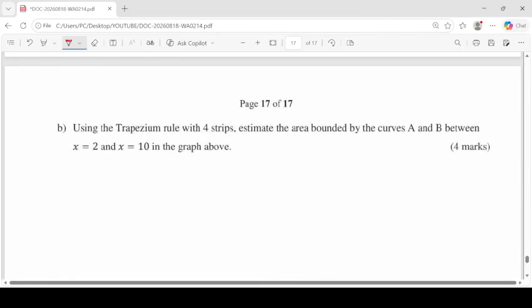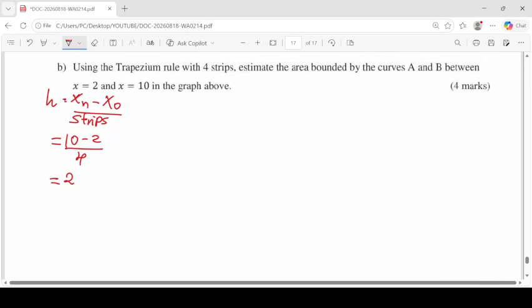Using the trapezium rule with 4 strips, estimate the area bounded by the curves A and B between x equals 2 and x equals 10. So first of all, I can get the value of h, which is given by xn minus x naught divided by the number of strips. So xn is 10 minus x naught 2, divided by the number of strips 4. This is 8 over 4, which is 2. So our height here is 2.